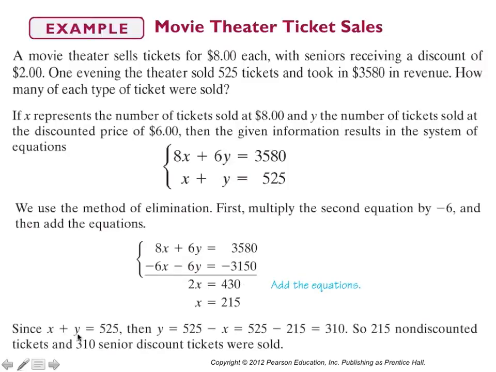Now we know that since x plus y is 525, y is just going to be 525 minus whatever value we have for x. So in our case, since x is 215, y is going to be 525 minus 215, which actually gives us 310. So what that tells us is that 215 non-discounted tickets, those are the $8 tickets, were sold, and 310 senior discount tickets were sold.